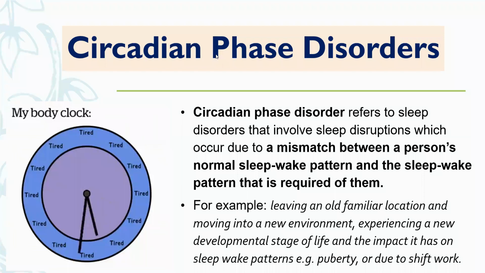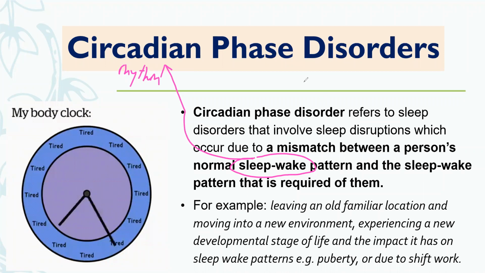So a circadian phase disorder is basically a disorder that involves some kind of interruption or some kind of disruption to your normal sleep-wake cycle. Remember that we said that the sleep-wake cycle is an example of a circadian rhythm. Okay, and a circadian rhythm is an example of a biological cycle that happens once every 24 hours.